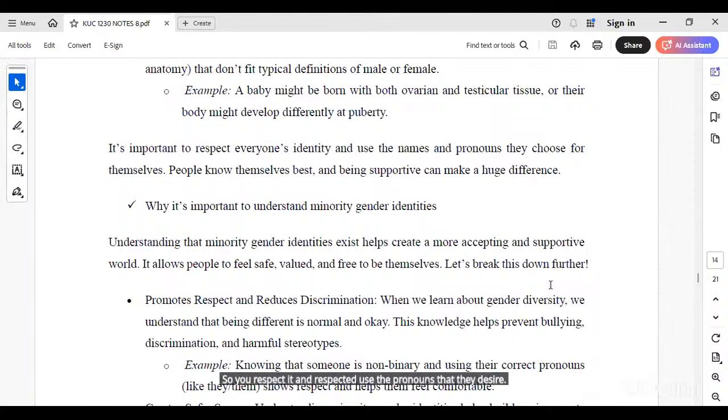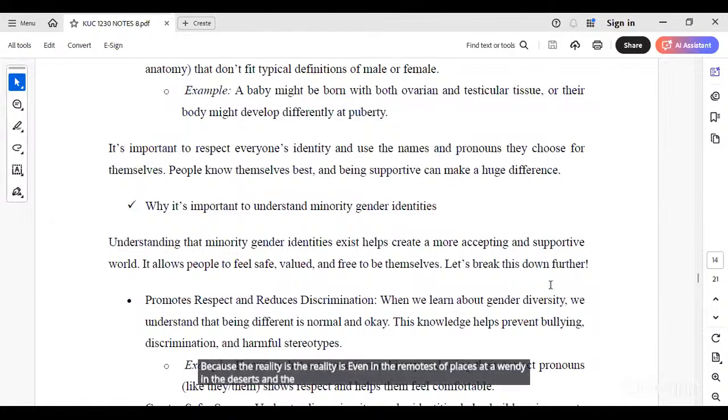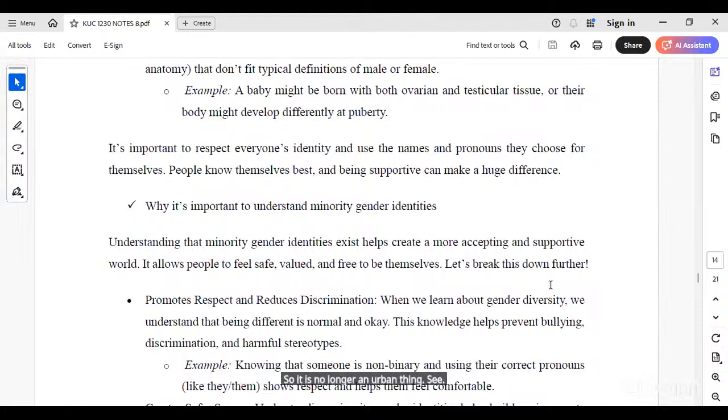Because the reality is, even in the remotest of places, hata uende in the deserts and the arid areas of Kenya, you will still find people that have these sexual identities. So it is no longer an urban thing. Sio kitu ya wazungu tena. It's a reality that we live with. So we have to embrace it. We have to try and accommodate them. Okay. So that as we move forward, we respect and we reduce discrimination.